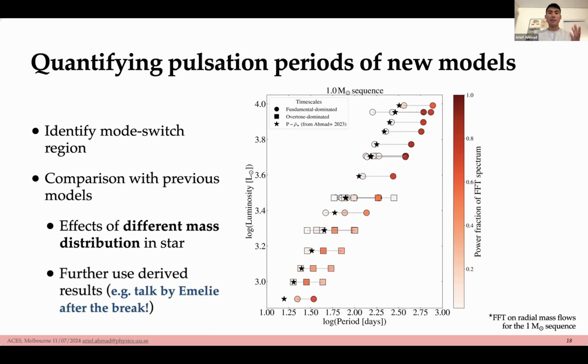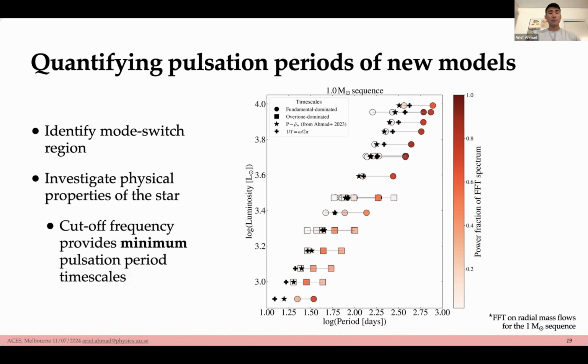We, of course, can use any further results from this. One example is, or will be, given to you by Emily after the tea break. So, just an advertisement, she will let us know about what she's been doing in terms of using results from the 3D and seeing how it affects other aspects of different models.